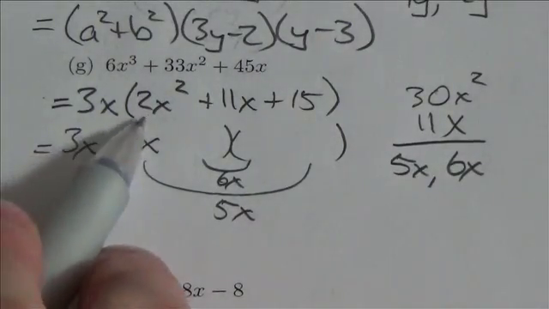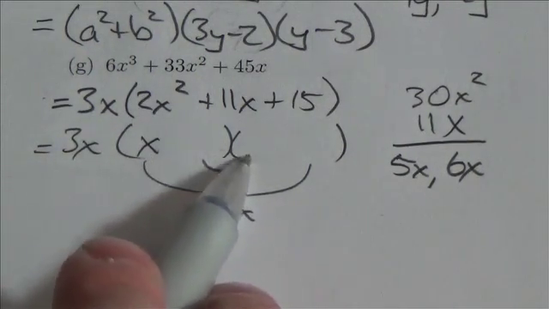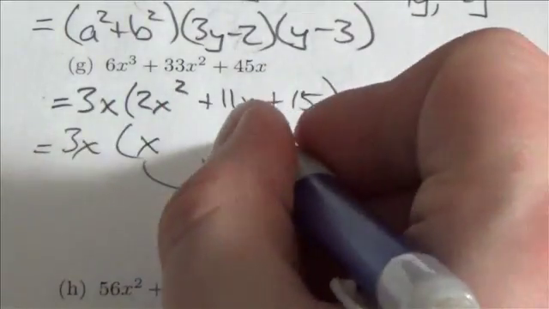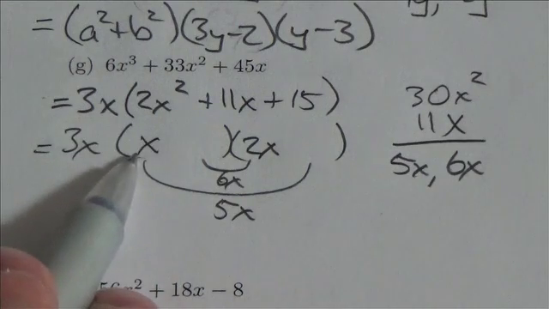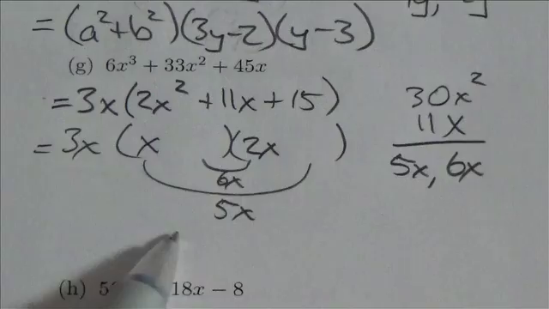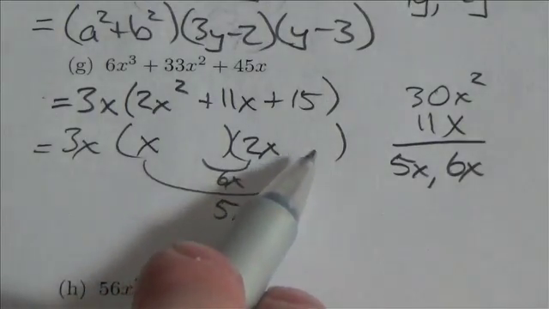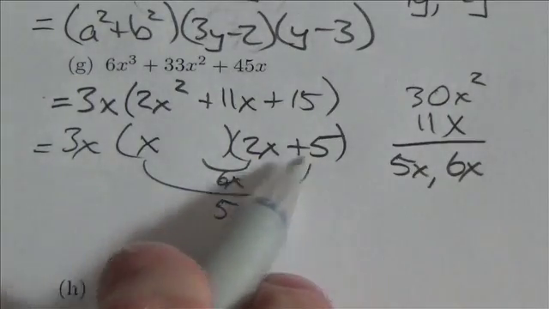Now, to get 2x squared, this term and this term have to multiply to 2x squared. This would have to be 2x. This term here, the first term in this first binomial multiplied by the last term in this second binomial, they have to be 5x, which means over here, the value that I'm missing is the plus 5.